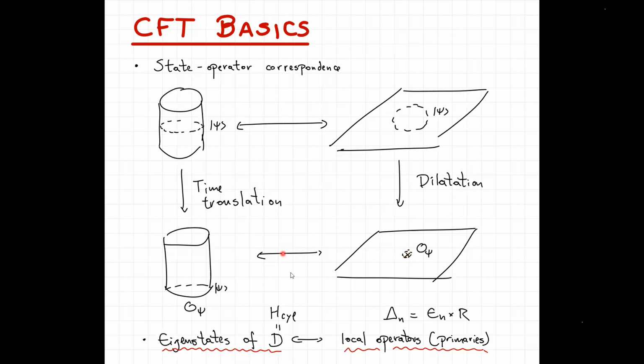So this is the correspondence, that the eigenstates of the Hamiltonian on the cylinder, which is nothing but the dilatation operator on the plane, so the thing which stretches the plane, are associated to local operators, special local operators, which are called conformal primaries. And the scaling dimensions of these operators are the energies on the cylinder. Okay, so this is just a review for the younger people who probably had some lectures on this recently, and are seeing this again.